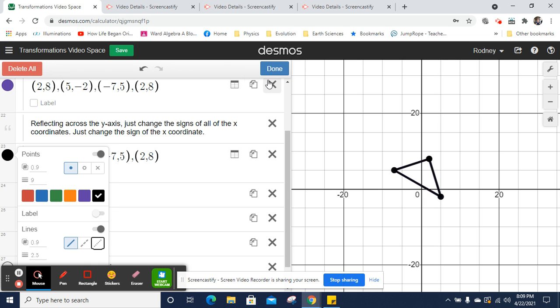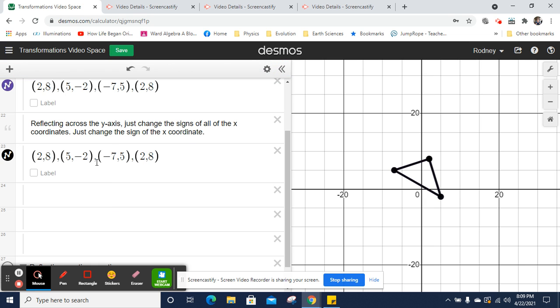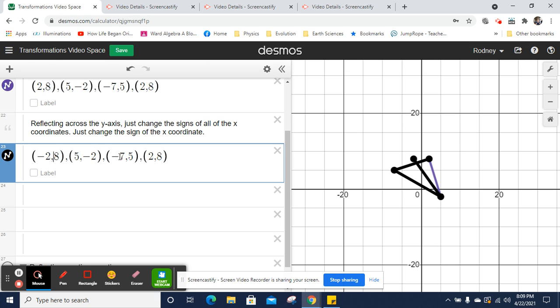There we go. Okay, so now at this current point, they're in the exact same place, but all I had to do is change the sign of every x value. So 2 becomes -2, 5 becomes -5, -7 becomes +7, and of course I have to finish it up like that. And now I have reflected right across the y-axis. That's all I had to do, change the sign of the x coordinate.